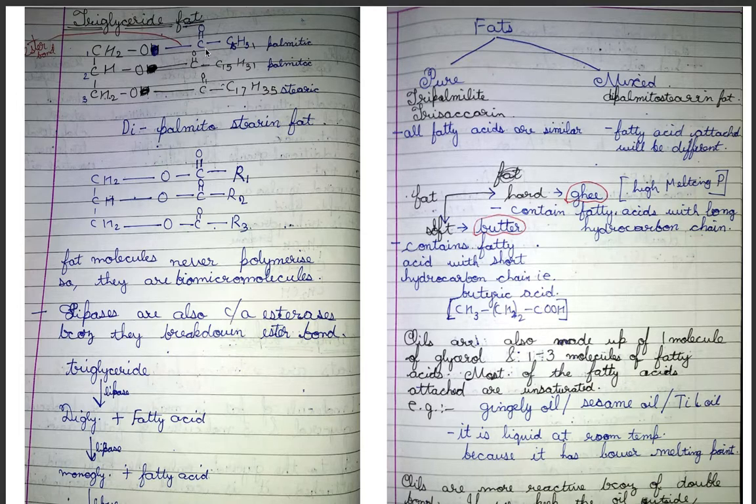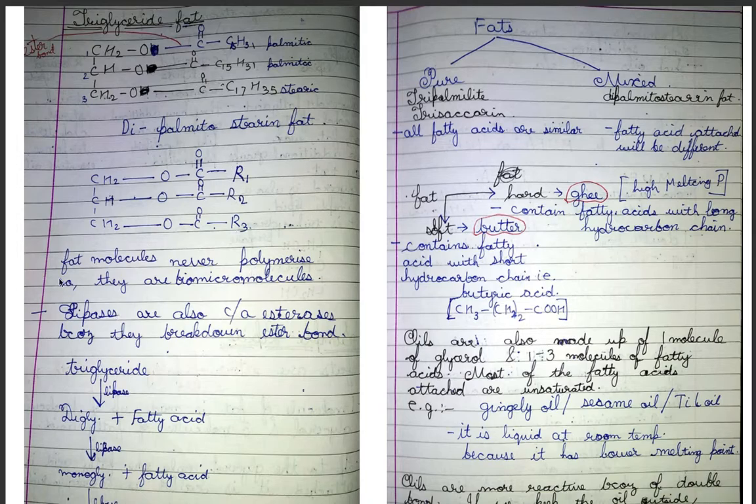Now here there are ester bonds, since here is a fat, here is the glycerol. Three fatty acids are attached on the three bonds forming the ester bonds. The name of this is dipalmitostearin fat. It is a mixed fat. Now the common formula is R1, R2, R3, which could be actually any acids.